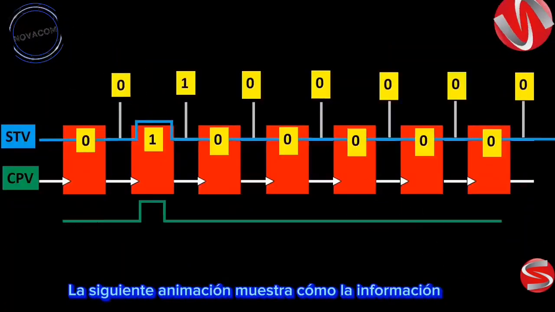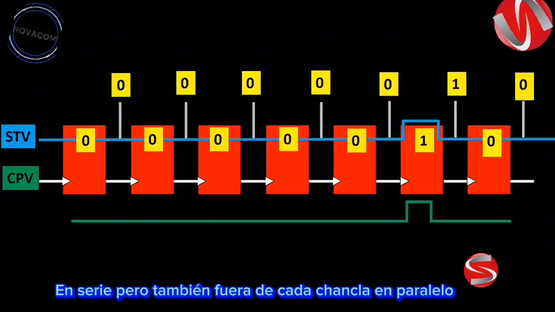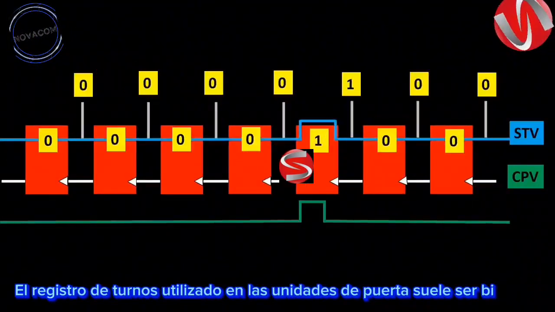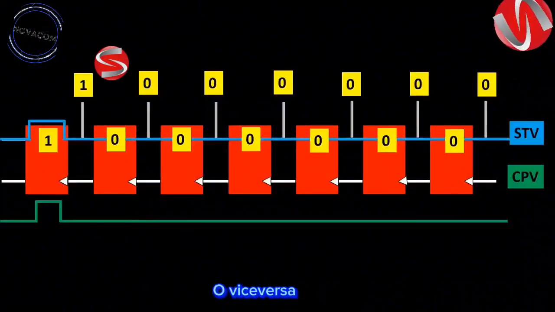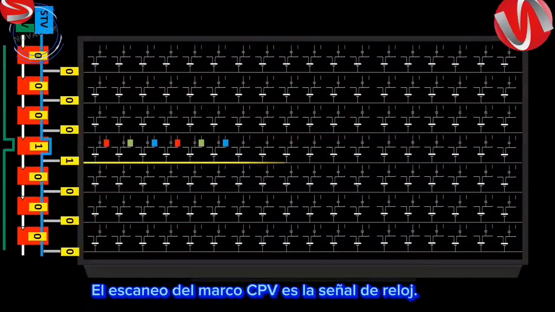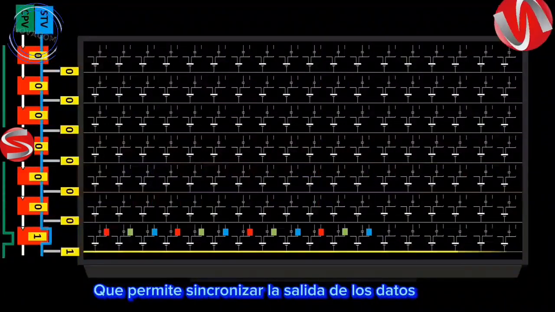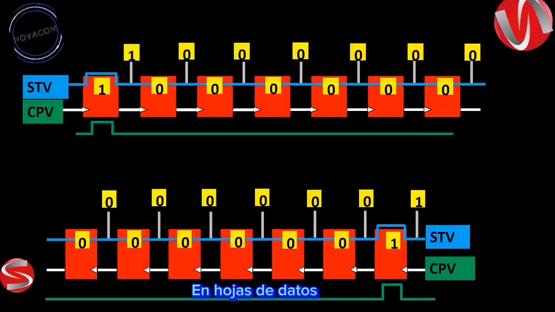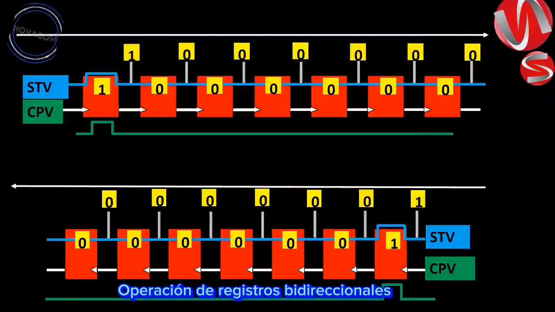The following animation shows how the information flows from one flip-flop to another in series, but also out of each flip-flop in parallel. The shift register used in gate drives is often bidirectional, i.e. the information can flow from left to right or vice versa. STV is the signal of the beginning of the vertical scanning of the frame. CPV is the clock signal, which allows to synchronize the output of the data of each flip-flop in a successive way. On datasheets, there are different ways to specify the direction of operation of bidirectional registers.